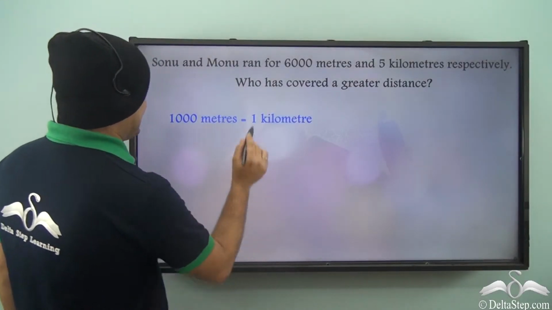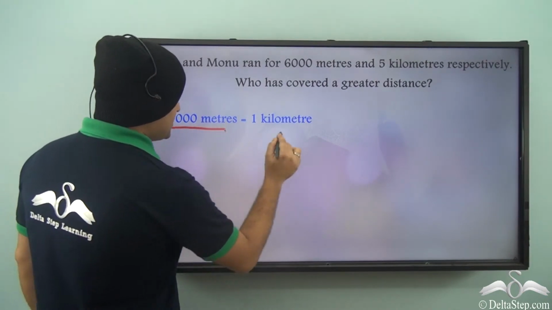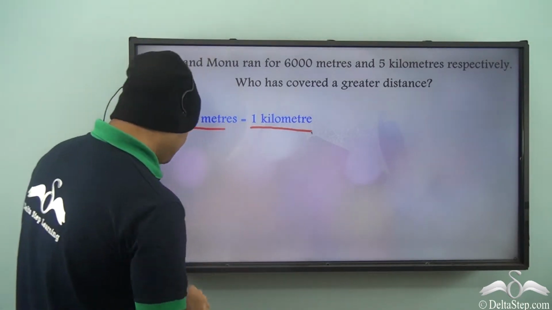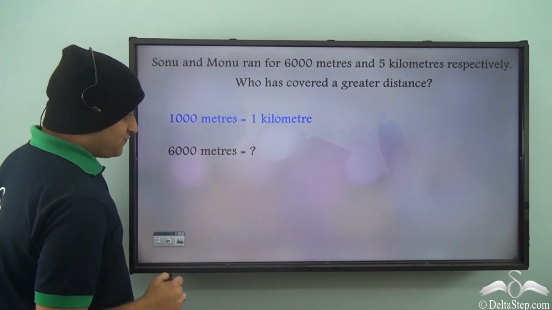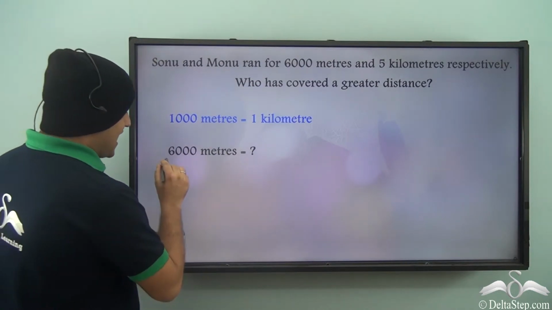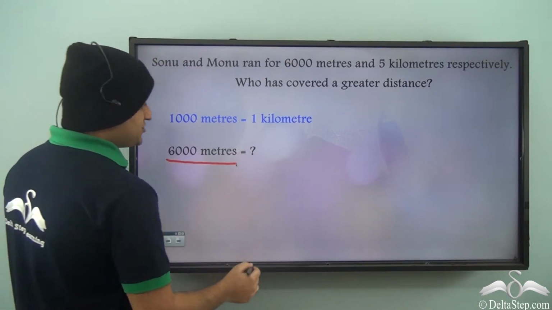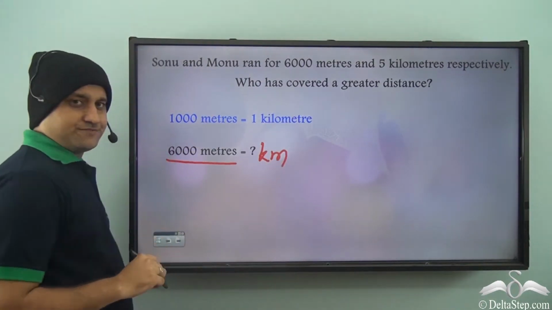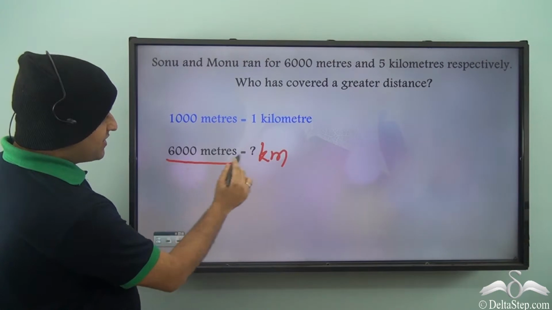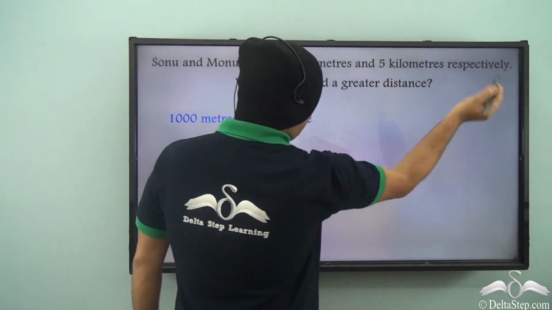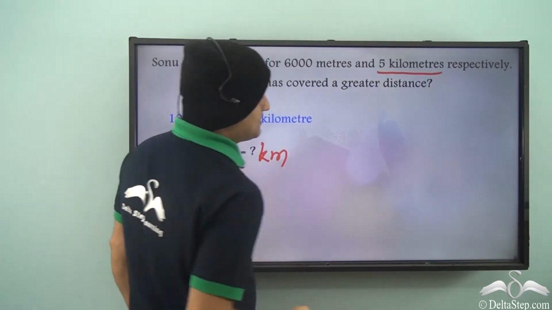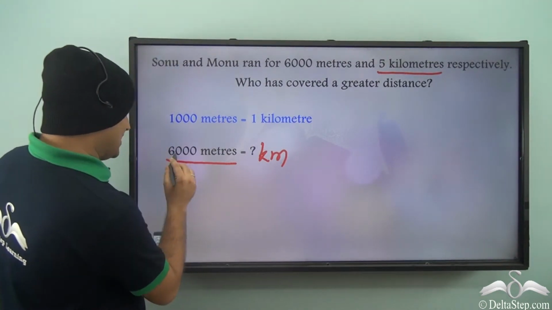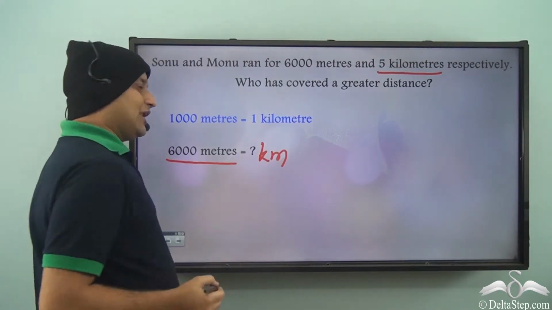Now we know that 1000 meters is equal to 1 kilometer, isn't it? So what do we need to find out? We need to find out how much is 6000 meters in kilometers. So once we have this converted into kilometers, then the other quantity is already in kilometers, and then we can easily compare. So we need to convert 6000 meters into kilometers.